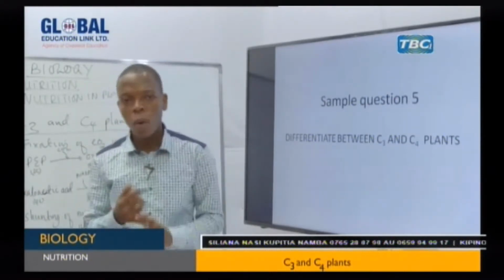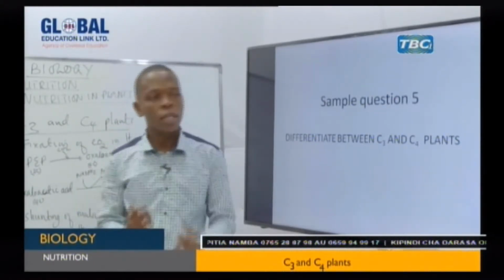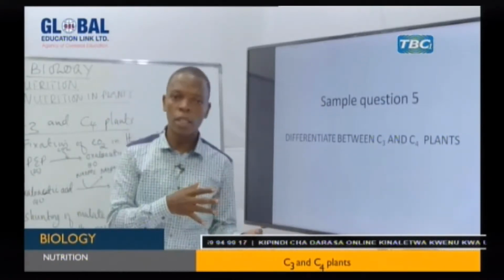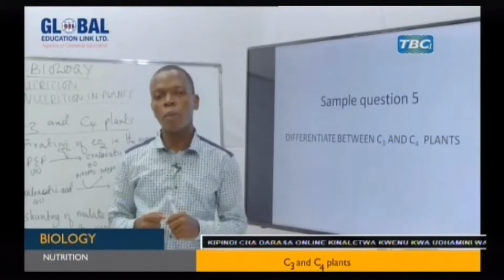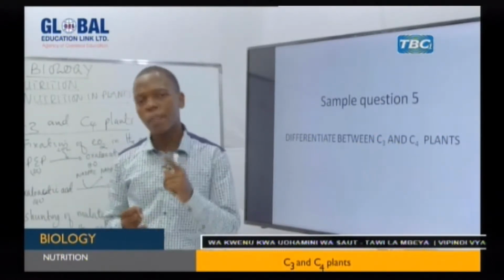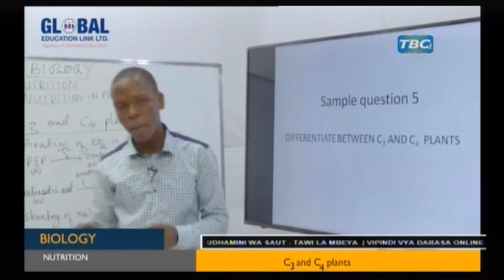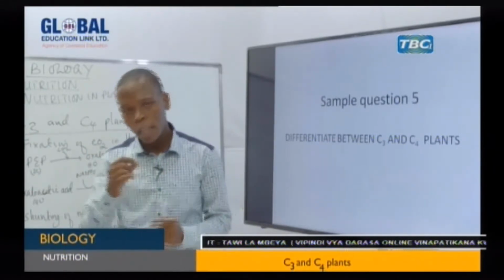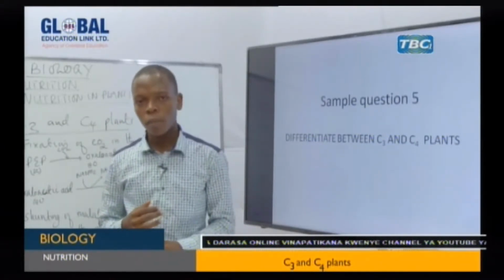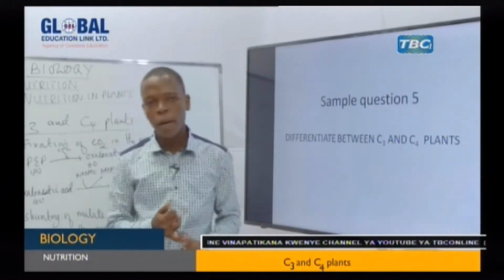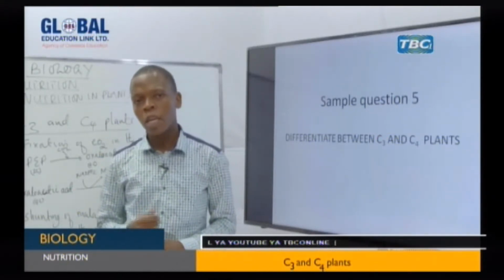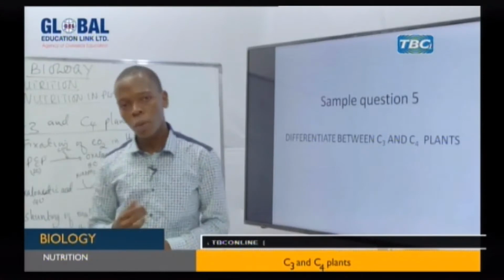Criterion number 1 that you may use is the first stable product. For a C3 plant, you remember, the first stable product to be formed has 3 carbons. But for a C4 plant, the first stable product to be formed has 4 carbons. Criterion number 2, you may use leaf anatomy. In a C3 plant there is only one type of chloroplast, but in a C4 plant there are 2 types of chloroplasts.